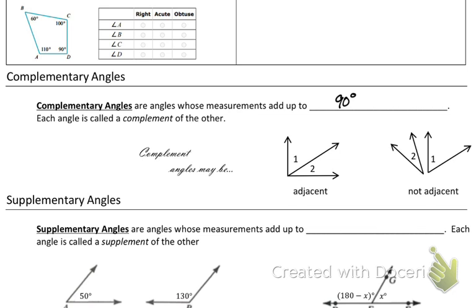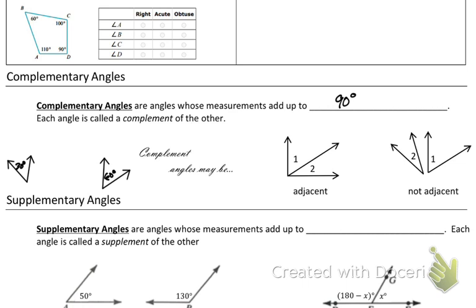So I could have something like an angle here. Let's say that's 30 degrees. And I could have an angle way over here. Maybe that's a little big for 30 degrees, but that's okay. If this is 30 degrees, what would this have to be for them to be complements? I heard whispers. What would it have to be? It would have to be 60 degrees, and then we'd have a complement.